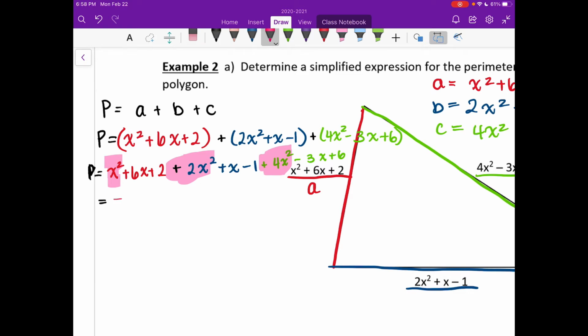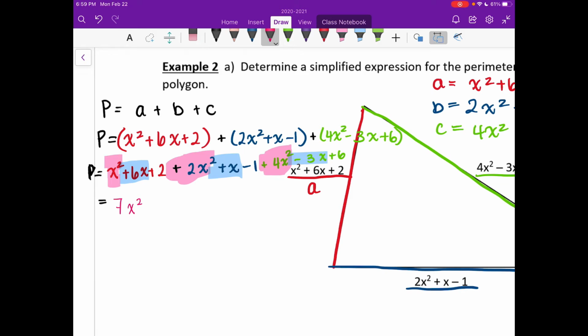So this is going to be 7x squared. Right? Let's move on to our blue here. So we have positive 6, positive x, and minus 3x. So you can write that out, but I'm just going to do the math. So I'm going to say, okay, 6 plus x, because that's just 1, that becomes 7.